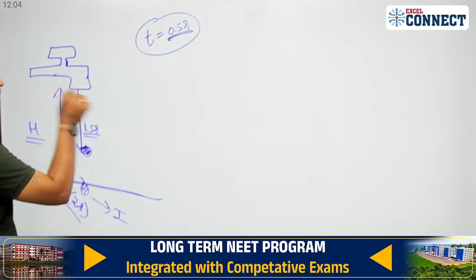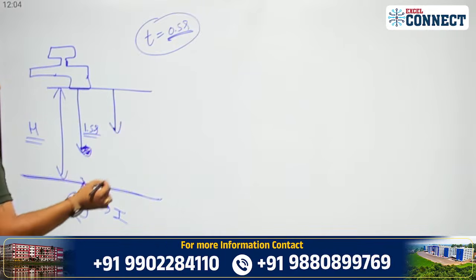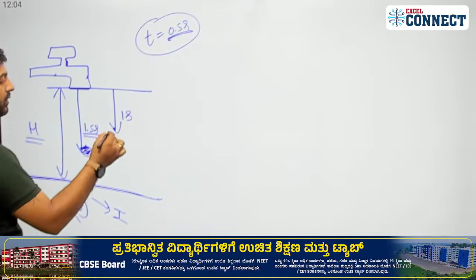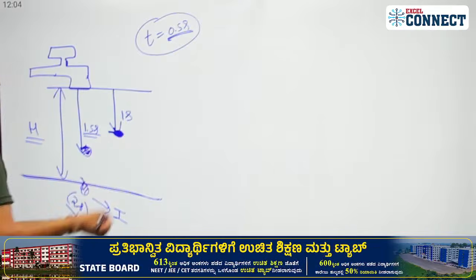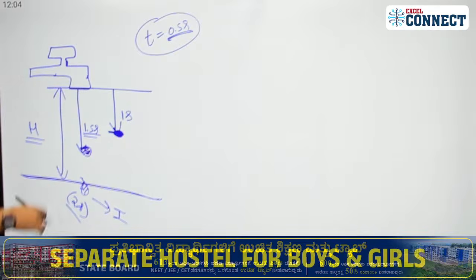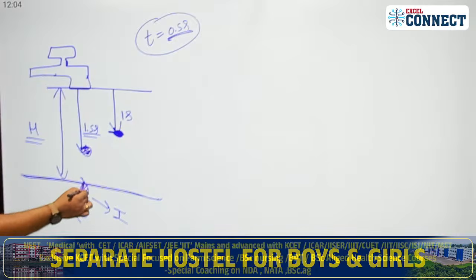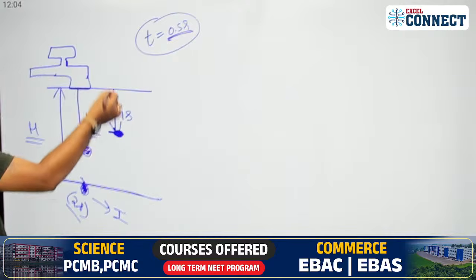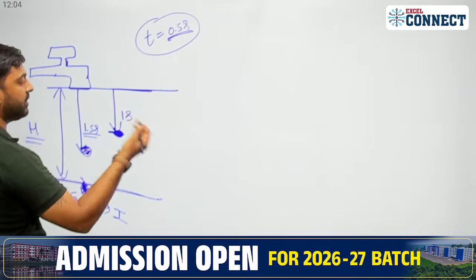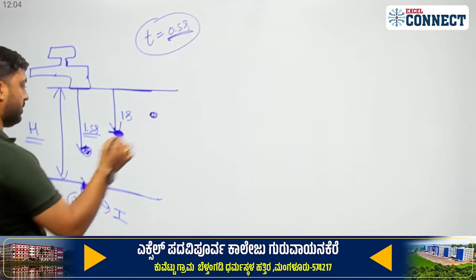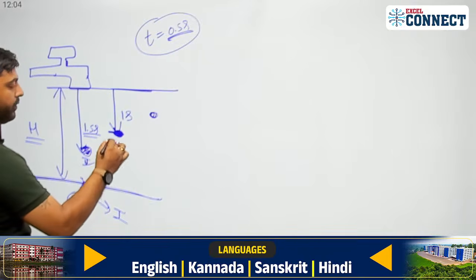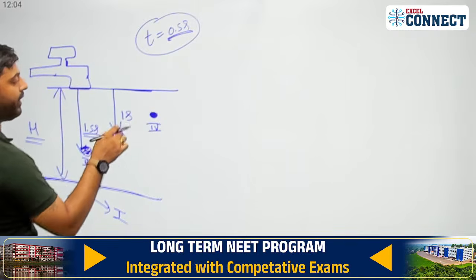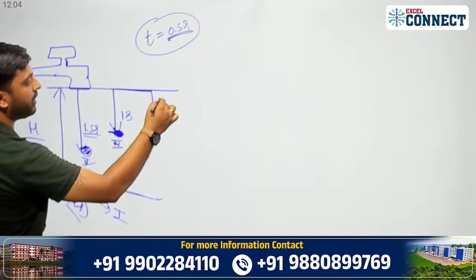Where will be the third drop? Third drop will be 1.5 minus 0.5, which is 1 second. So, this will be here. This is the first drop which is at the ground. Second drop is 1.5 second, third drop is 1 second. This is the fourth drop. Fourth drop will be 1 second minus 0.5, so it will take 0.5 second.